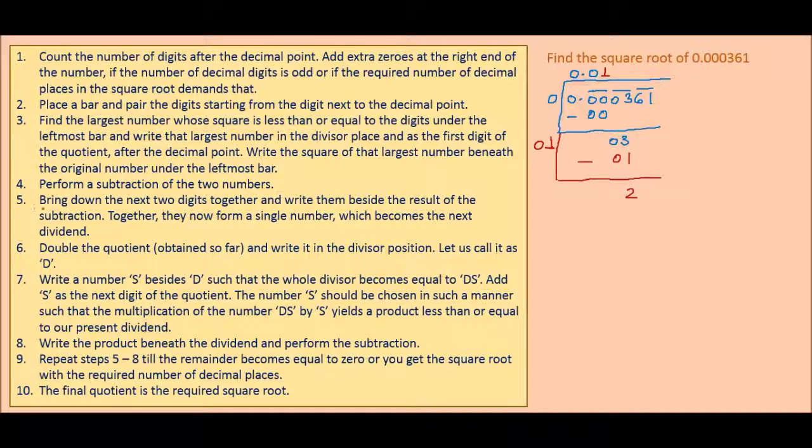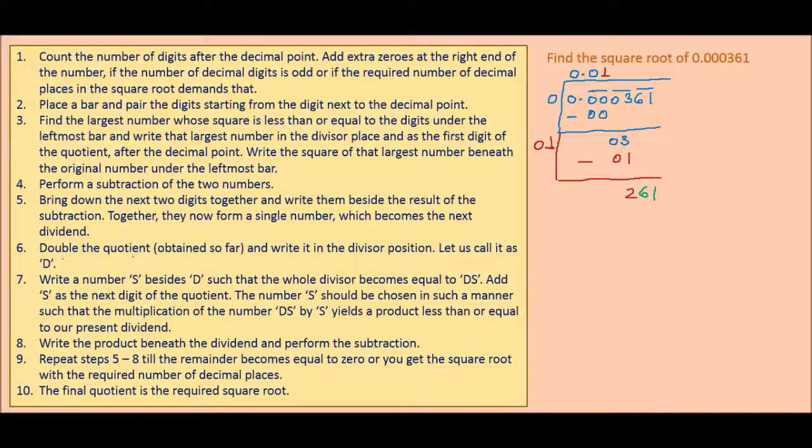And what is step 5? Bring down the next two digits together and write them beside the result of the subtraction. So we bring down these two digits, 6 and 1, and we write them beside this 2. Together they form a single number. It is 261, which becomes the next dividend.